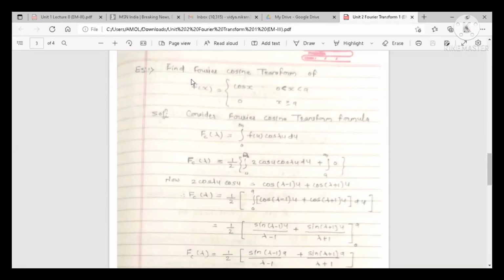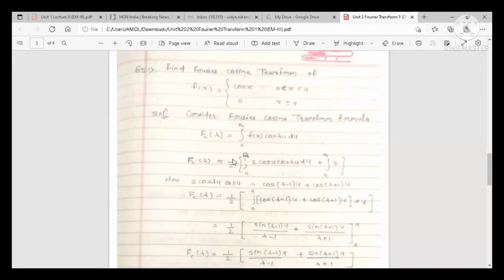Now the formula for the Fourier cosine transform is Fc(λ) equal to the integration over 0 to infinity f(u) cos λu du. Now, what is the function here, f(u)? Here the function is in the form of x, meaning the variable is x in the given example. You just replace that x by u, then you will get f(u). It is f(u) defined in intervals: cos u when u lies between 0 and a. So you split the integration over 0 to infinity because a is the point of discontinuity: 0 to a and a to infinity.